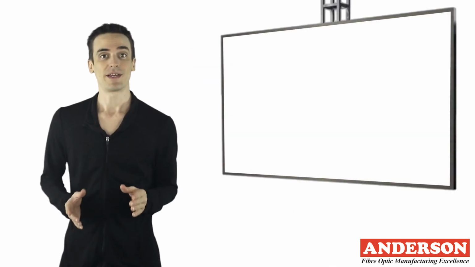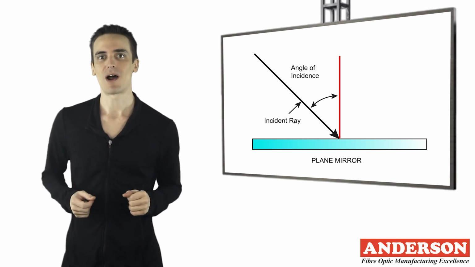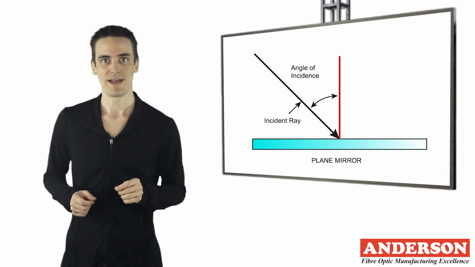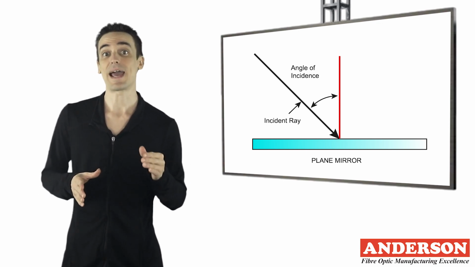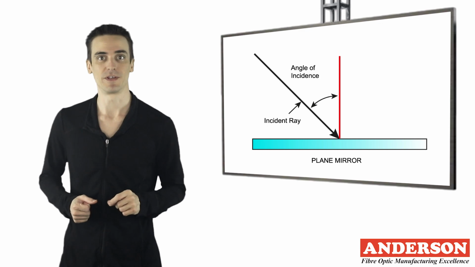The incident ray is a ray of light that strikes a surface. When talking about fiber optics, this is the light inside the fiber's core hitting the cladding, and the angle of incidence is the angle of the incident ray in relation to the perpendicular cladding surface.